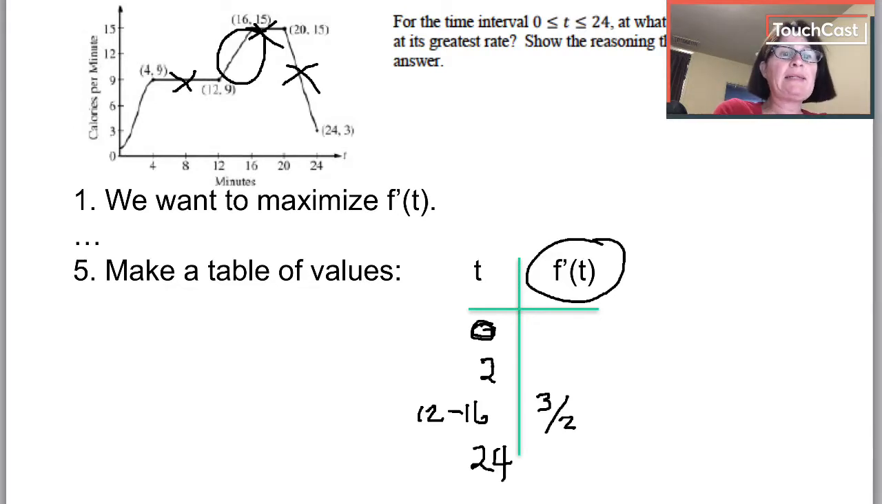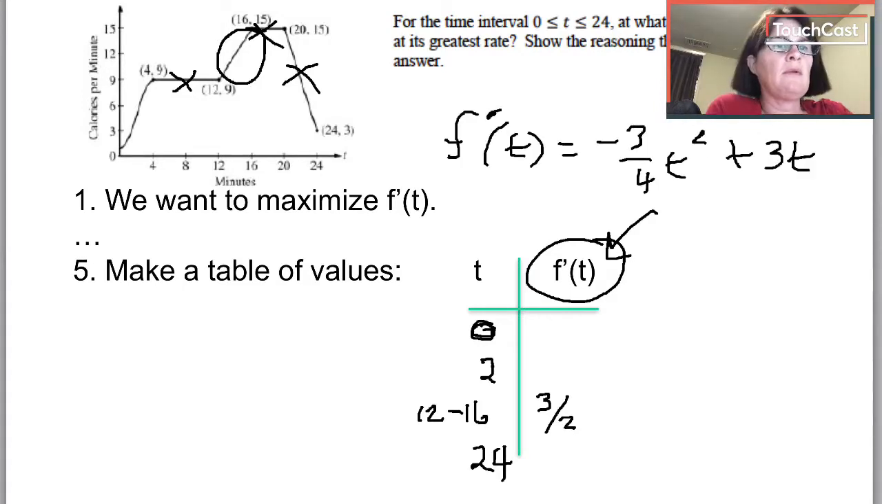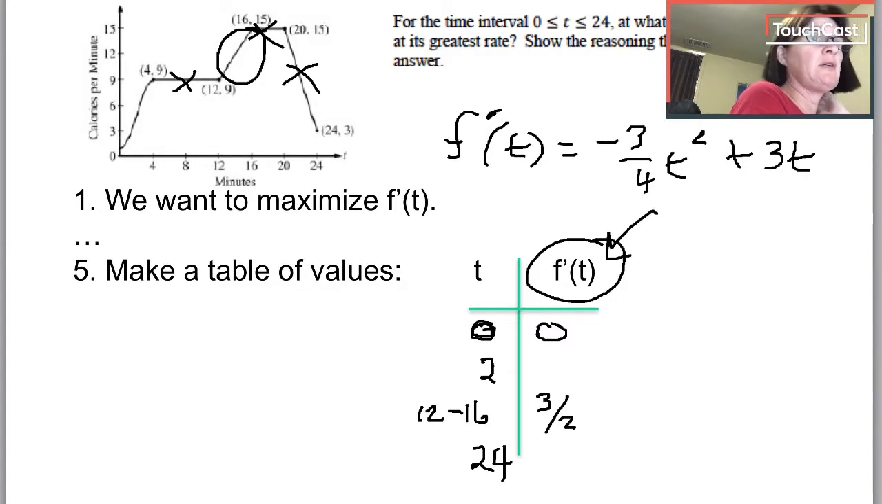All right, so what about at time 0? I'm going to need f prime of 0. This is why I label that so I don't get confused. So f prime of t is going to be, so I wrote in my f prime rule. Well, this is the first piece of the f prime rule, just so I can remember. So when I replace t with 0, that's going to be 0. When I replace t with 2, that's -3/4 times 4, so -3 plus 6 is going to be 3. And then when time is 24, I notice my slope is negative anyway, so was that -3?